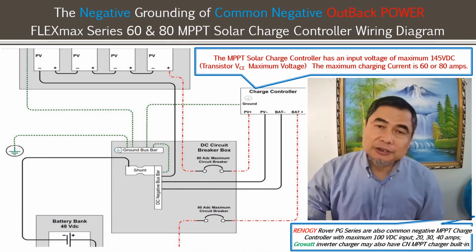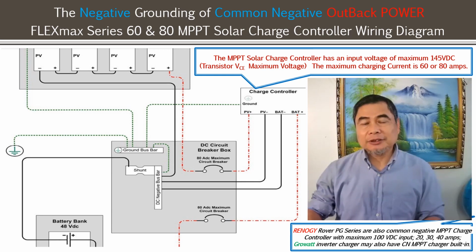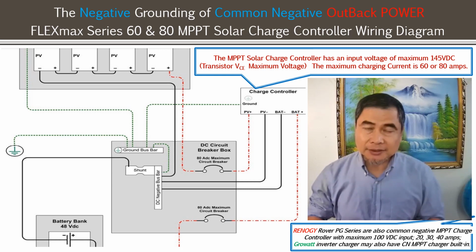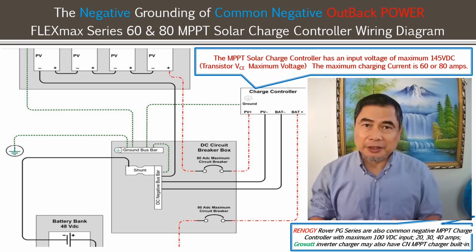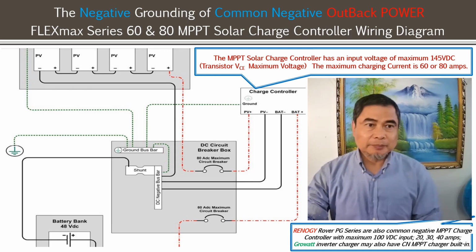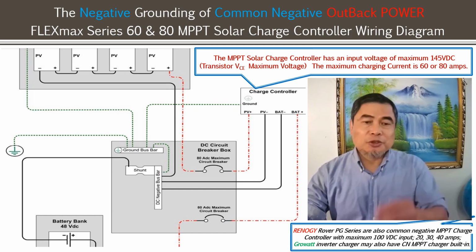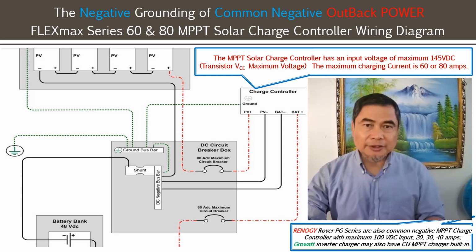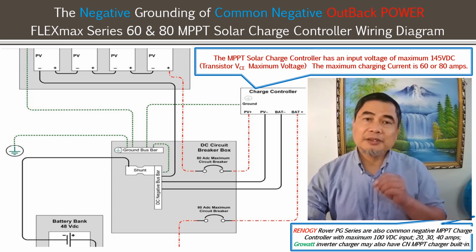We just mentioned you have two ways to find out if the MPPT solar charge controller is a common negative or common positive design. However, there's another way here. For example, this is the cutout from the FlexMax Series 60 and 80 MPPT solar charge controller from Outback Power. You can clearly see the instruction menu gives you instructions on how to wire this system up. And then you can clearly see this is a common negative design.